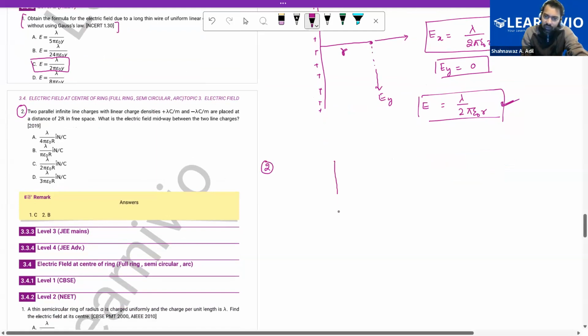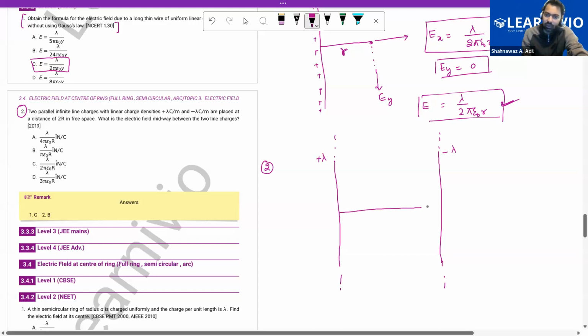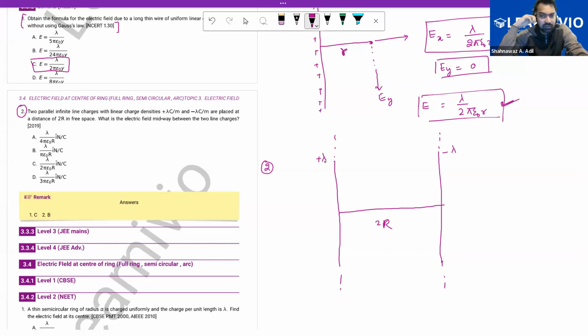And there are two line charges. So one is this one, and this is infinite. Again, another one, this is infinite. But the tagline is that this one is positive lambda, this one is minus lambda. So these two charge distributions are placed at a distance of 2r. So the separation between them is 2r. Now, what is the electric field midway between the two line charges?